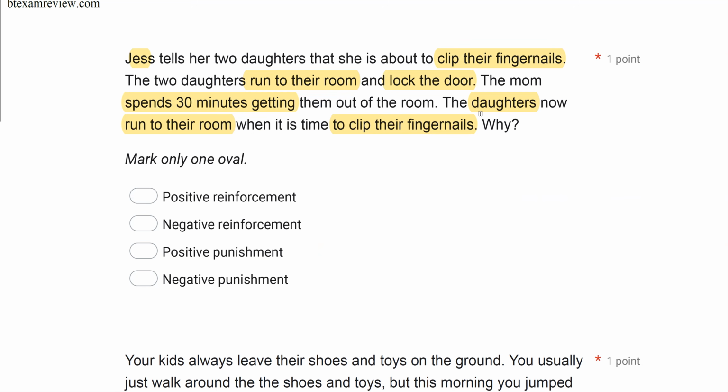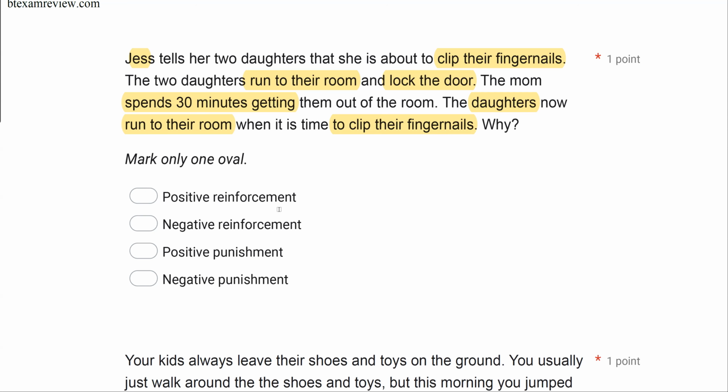So now every time it's time to clip their fingernails, they go to their room because at least they'll avoid the fingernail clipping. When we talk about escape avoidance, what consequence are we referring to? What consequence is associated with escape avoidance? A, positive reinforcement. Well, it's not positive. Escape avoidance is not positive. Escape avoidance either removes, prevents, or delays the onset of something. In this case, locking the door delays fingernail clipping for 30 minutes.